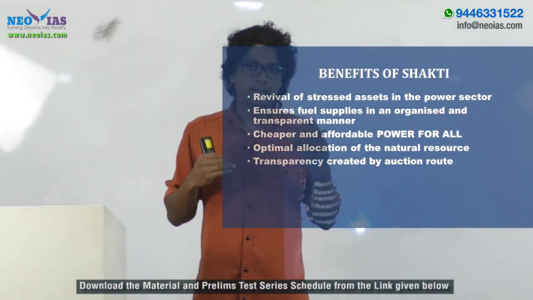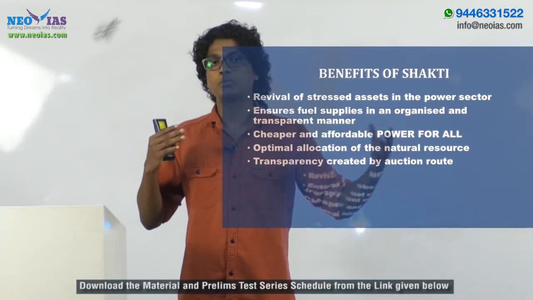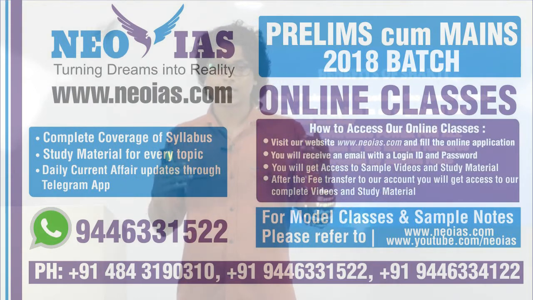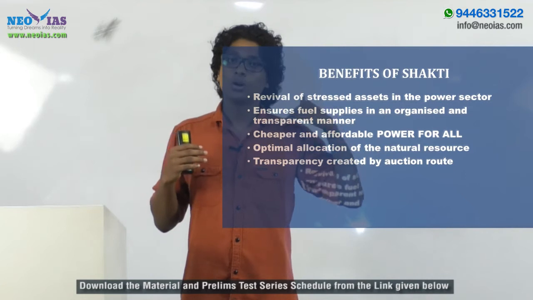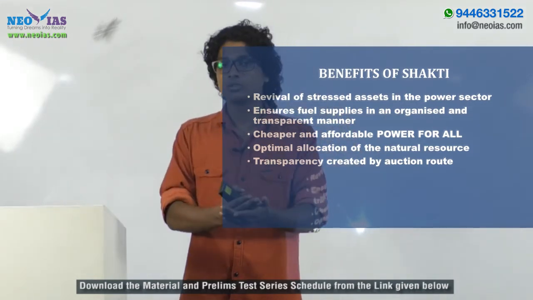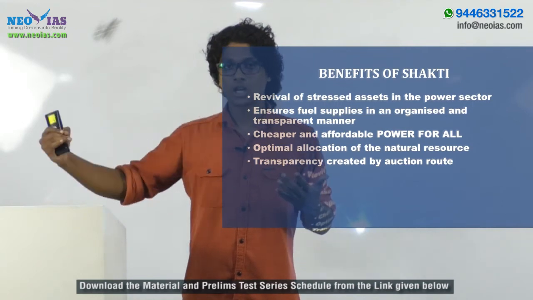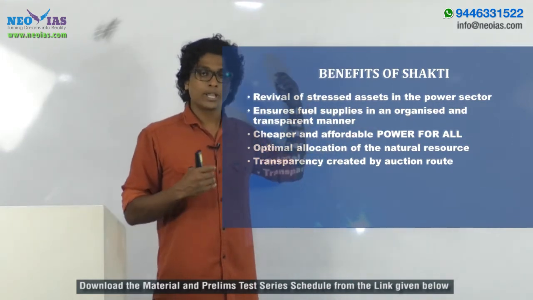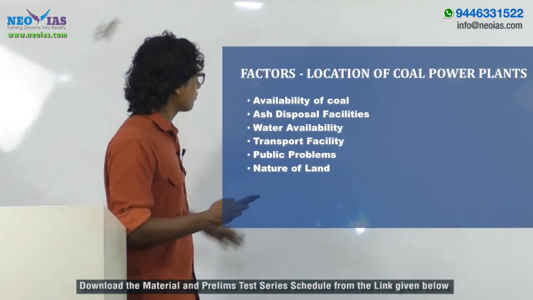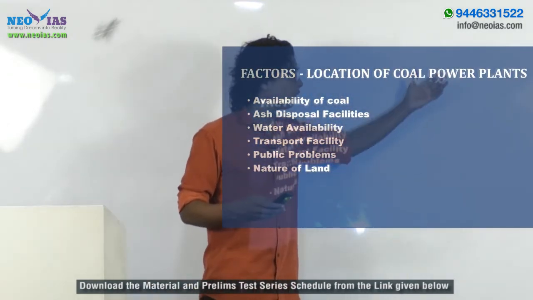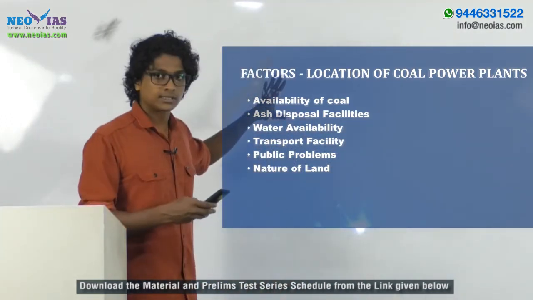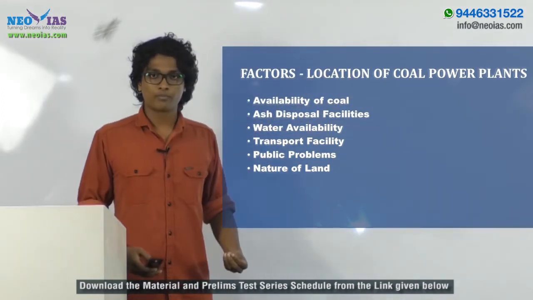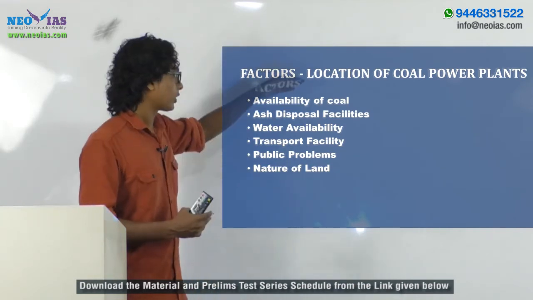And as I said, you can expect a question from GS3 or GS1. If they are asking a question from GS1, it will be related either to the distribution of the natural resource, coal, or to the factors responsible for the location of primary, secondary, and tertiary industries, and thermal power plants or coal power plants are secondary industries. So they can ask about the factors responsible for the location of coal power plants. Now, just briefly, let's look at these factors. Obviously, the availability of coal. It's a raw material, and availability of coal is necessary for the location of the coal power plant.